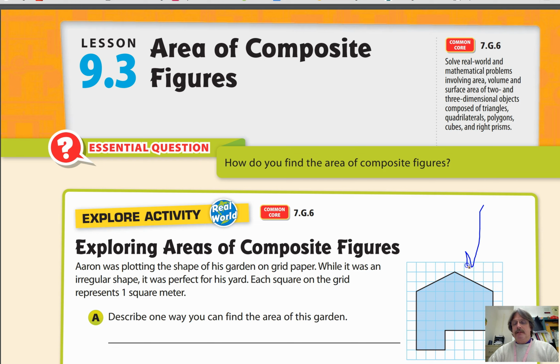So right here you see this is an example of a composite figure. A composite figure is made up of geometrical shapes. We don't necessarily recognize them, but what I'm going to do here is I think I see a triangle. So I'm going to draw this line here, and then I could draw a line over here. So I have a triangle, I have a rectangle, and I have a second rectangle. So I got three geometrical figures that I've put together, and that's called a composite figure.